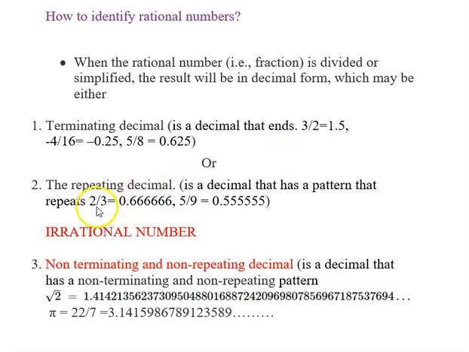Next type is repeating decimal. For example, if you take 2 by 3 as a number and divide, the decimal result will be 0.666, that is, the 6 repeats. Suppose you take 5 by 9, the result will be 0.555, here the decimal 5 repeats. So it's a repeating decimal. So if it is a repeating decimal, then you can say that the ratio 2 by 3 or 5 by 9 is a rational number.